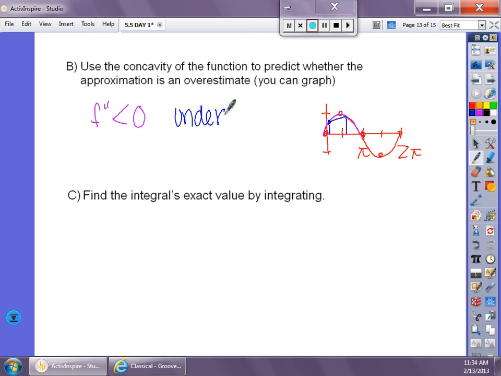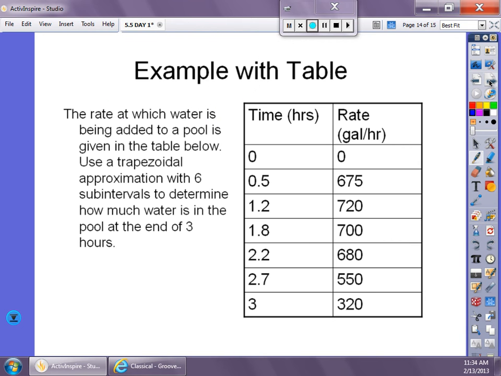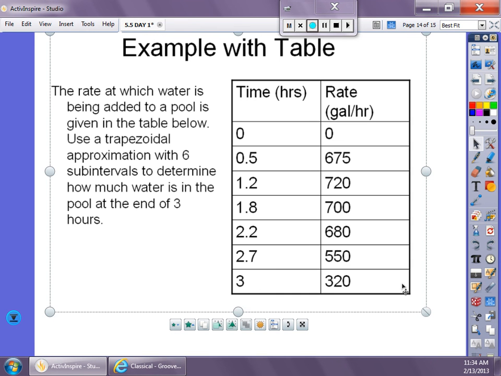All right, find the integral's exact value. I'm going to skip that. If we have time, I'll come back, but I want to do this guy. I want to talk about this dude right here.